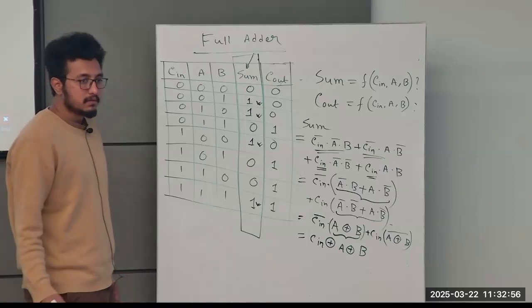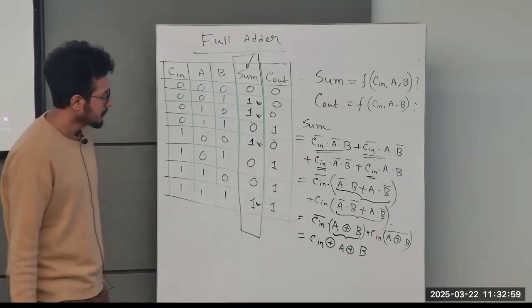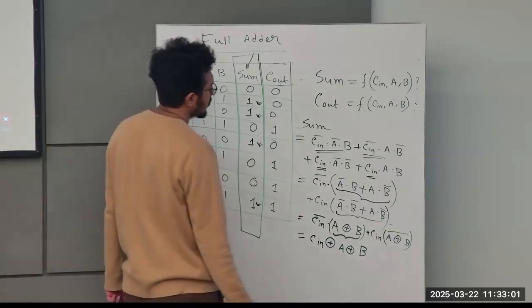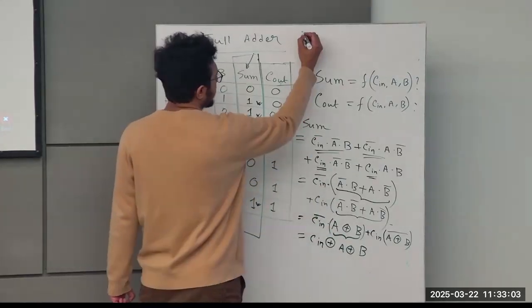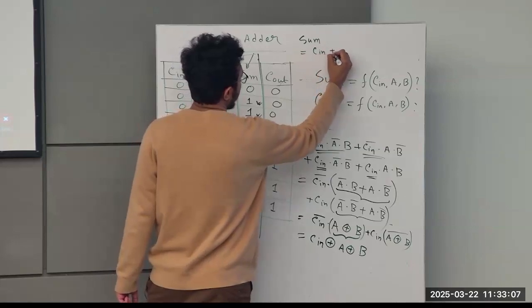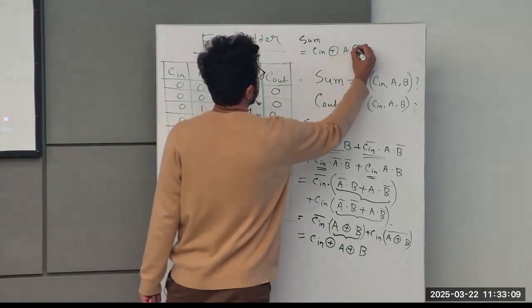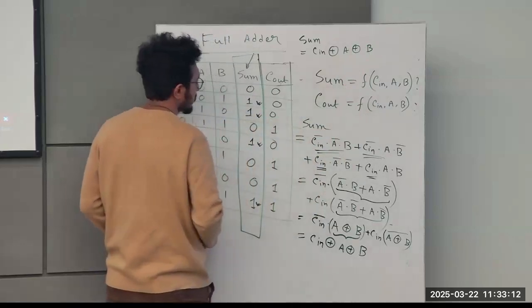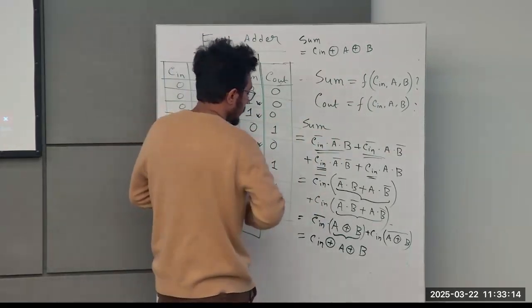Any question? So the simplified version of our sum is C in XOR A XOR B. Okay.